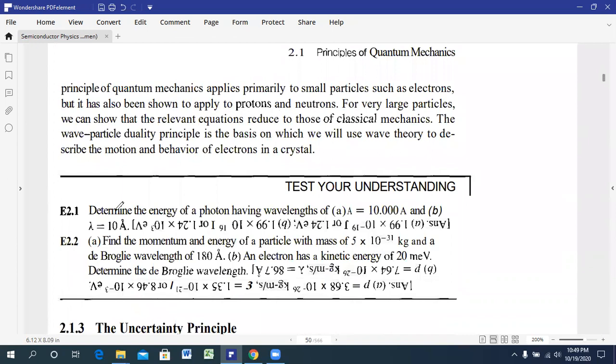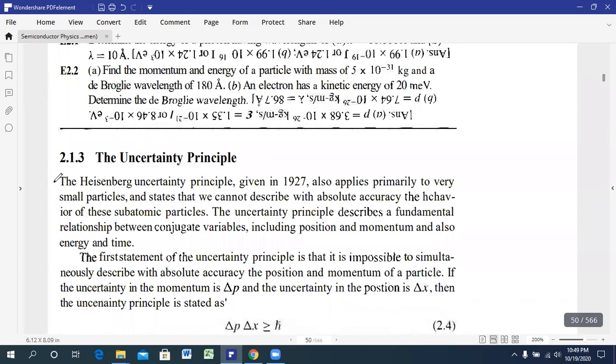So try to solve these practice problems. Now article number 2.1.3. That one is very important. That one is the uncertainty principle, or sometimes known as the Heisenberg uncertainty principle. There is a very good relationship between quantum mechanics and this uncertainty principle.